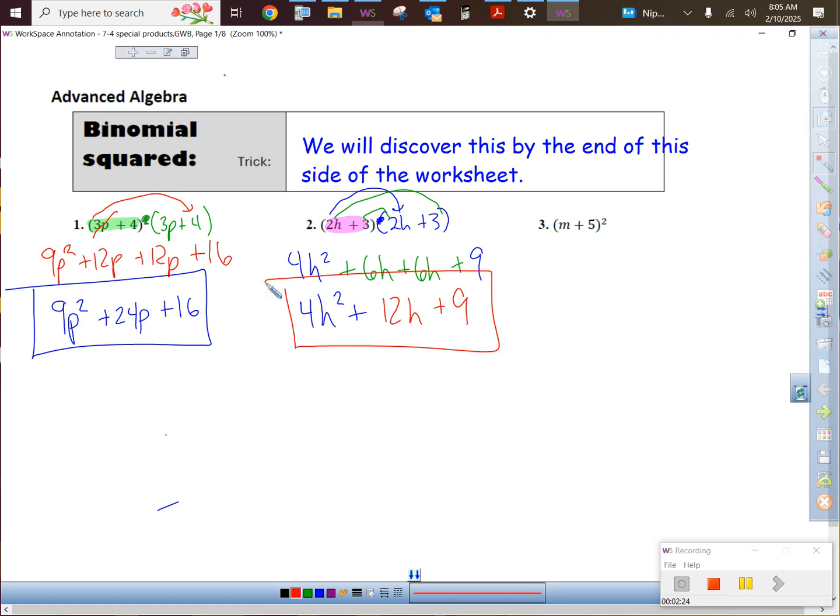Let's do that one more time, see if we can find the pattern. So m plus 5. This pattern is only going to work for a binomial squared when you take the same binomial times itself. So m times m is what? M squared.